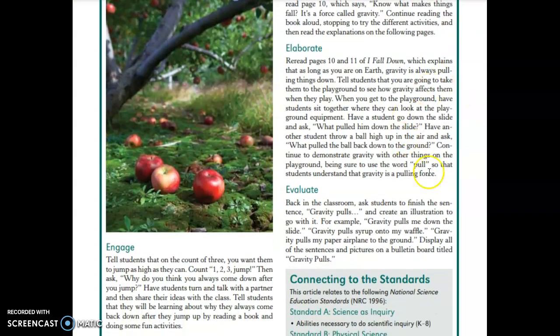And then after that, we'll go into elaborate. As a class, we will reread pages 10 and 11 in the book, which explain how gravity is the force that always pulls things down. Then we'll walk to the playground and students will observe how gravity affects them as they play. For example, a student will go down the slide and the teacher will ask, "What happened? What pulled him down the slide?" Another student can throw a ball into the air and the class will watch it fall back down to earth. What pulled the ball back down to the ground? Have students discuss with their elbow partners and then share out loud. Students will all realize that gravity is a force pulling on all of these objects.